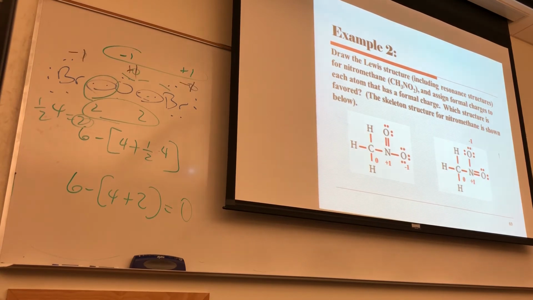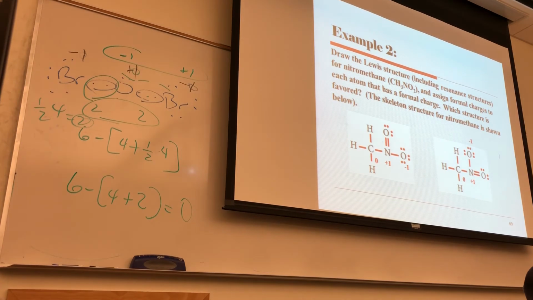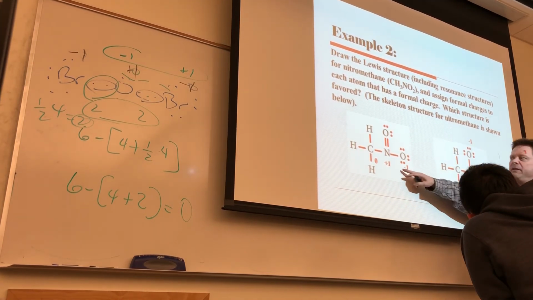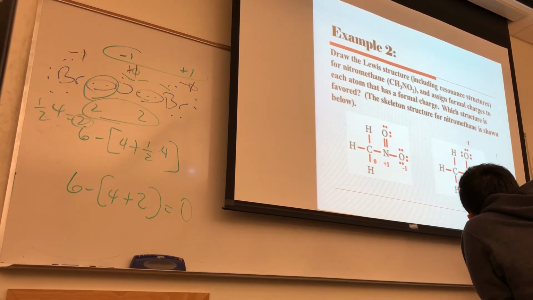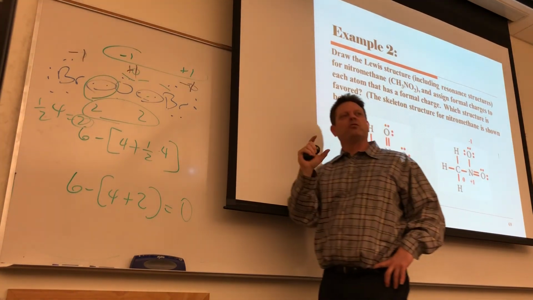As a result, the overall formal charge would be much lower, because it wouldn't actually be -1 here or here, and this wouldn't actually be a +1 here or here, because the electron density is being shared throughout. Hence, the resonance structure is a hybrid of both, not just one or the other.